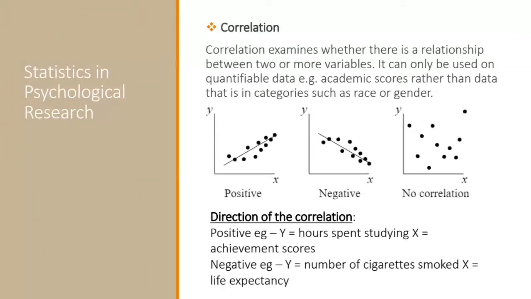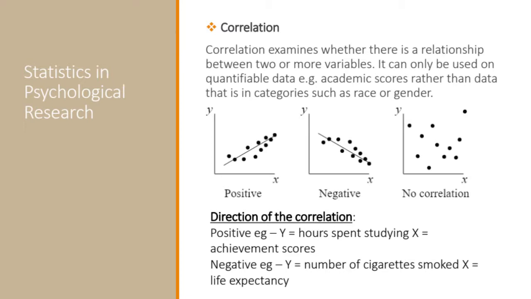Correlation is another thing you'll hear quite a lot, and it's probably one of the words you need to get most familiar with. Correlation examines if there's a relationship between two or more variables. So with our sleep and marks in a test, I've got two variables, and I want to know, is there a relationship between them? It can only be used on quantifiable data, on things that you can measure and have a result on. That's what we're testing. And that relationship between those two things can either be positive, or negative, or there can be no relationship at all.